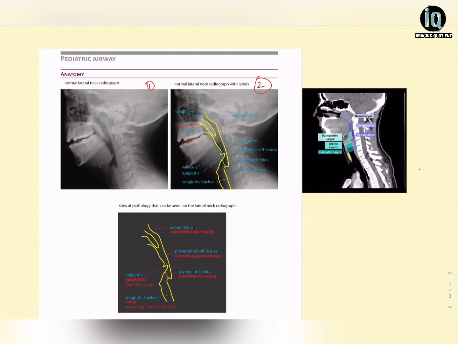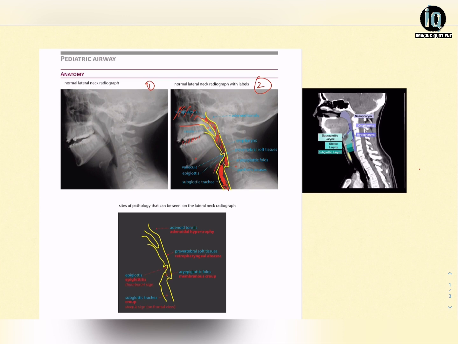hard palate and soft palate, this is the nasal cavity, and behind the nasal cavity we have this region, the nasopharynx region, this is the oropharynx, this here is the hypopharynx or laryngopharynx, anterior to which lies the larynx. This is the larynx. This is the subglottic trachea.